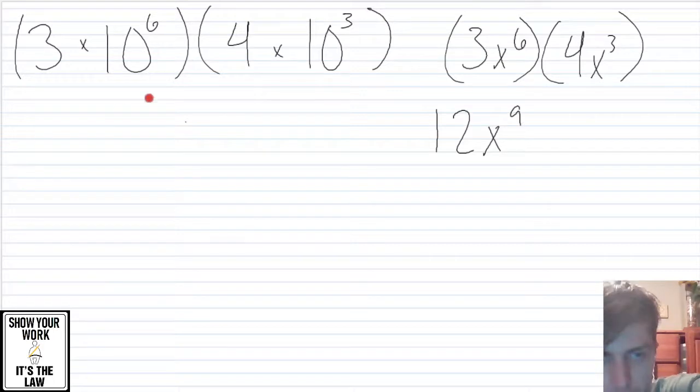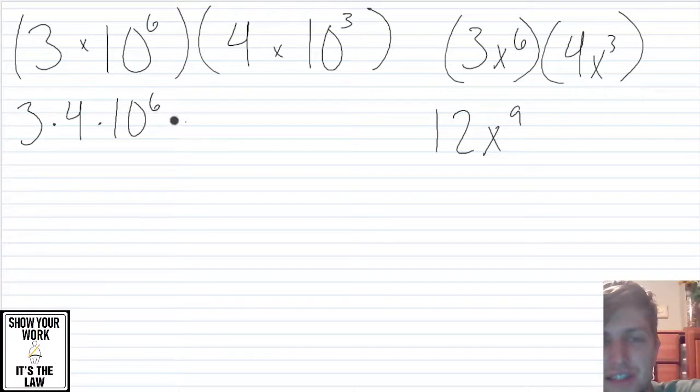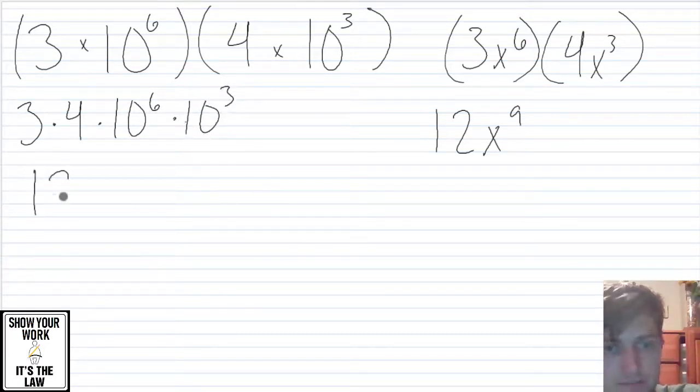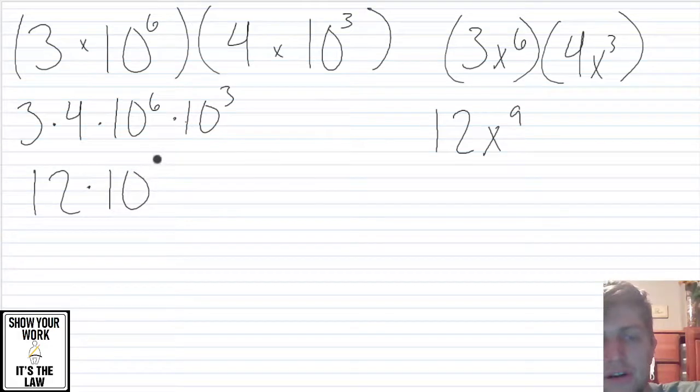So let's expand it out. Because everything's being multiplied together, we can rearrange this using the commutative property or the associative, whichever one it is. So we have 3 times 4 times 10 to the power of 6 times 10 to the power of 3. 3 times 4 is 12, and 10 to the power of 6 times 10 to the power of 3, because they have the same base, all we have to do is add the exponents. So that's the same as times 10 to the power of 9.